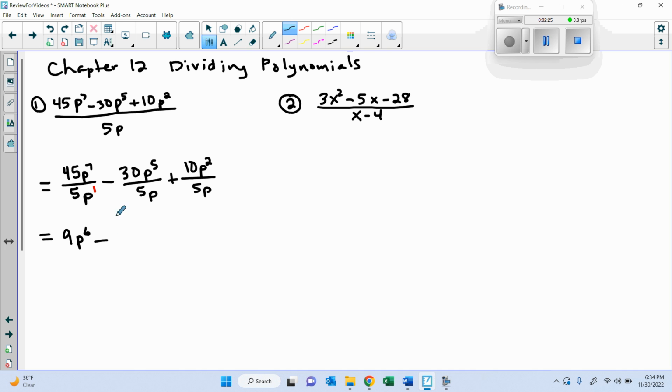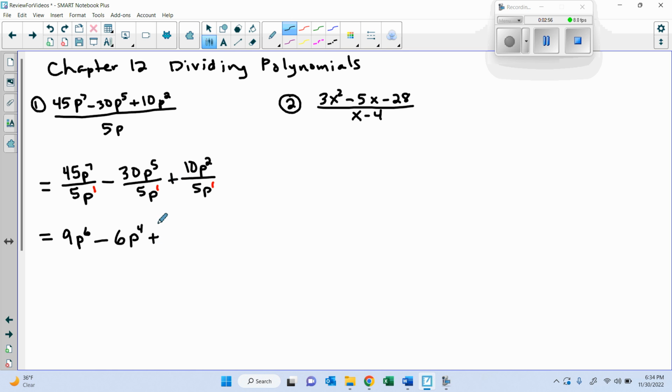And then you'll have subtraction, because this is subtraction. 30 over 5, so 30 divided by 5 is 6. And then you have p, and again you're dividing, so again, if you need to, you put a 1 here. I'm just going to go ahead and put the 1 over there. And then you're just going to subtract, because we are dividing here. So p to the 5th divided by p to the 1st is p to the 5 minus 1. 5 minus 1 is 4.